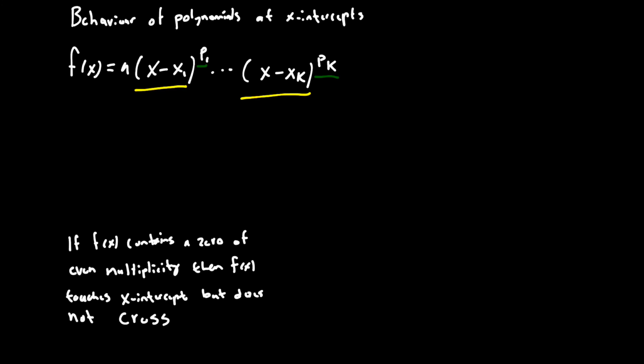Here's an example of a polynomial that contains two x-intercepts that correspond to zeros of even multiplicity. Notice here the two zeros of our polynomial correspond to x-intercepts, and since our graph only touches the x-axis, both of these zeros have even multiplicity. Now, if f of x contains a zero of odd multiplicity, then f of x crosses at the x-intercept.